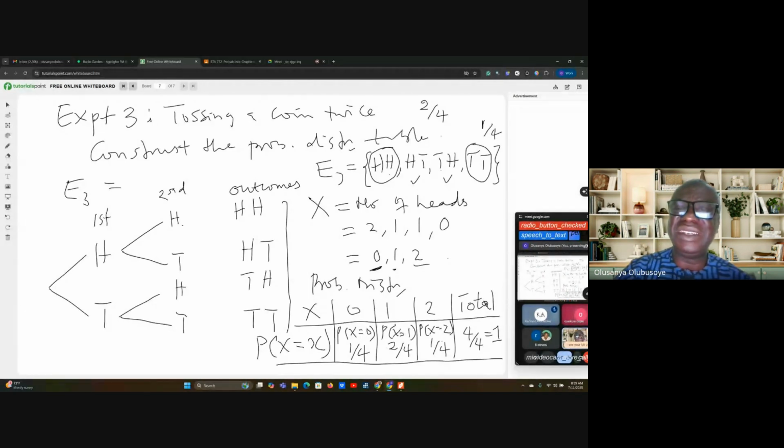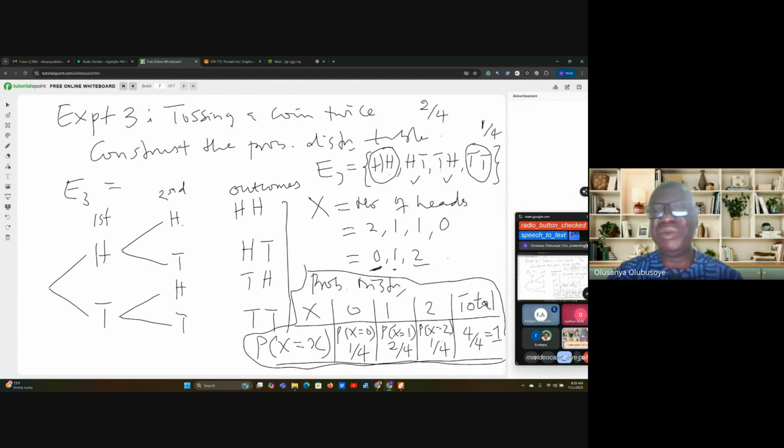So this is a probability distribution table, because we see all possible outcomes, we see their corresponding probabilities, and we see that they sum up to 1. So I've given you another example.